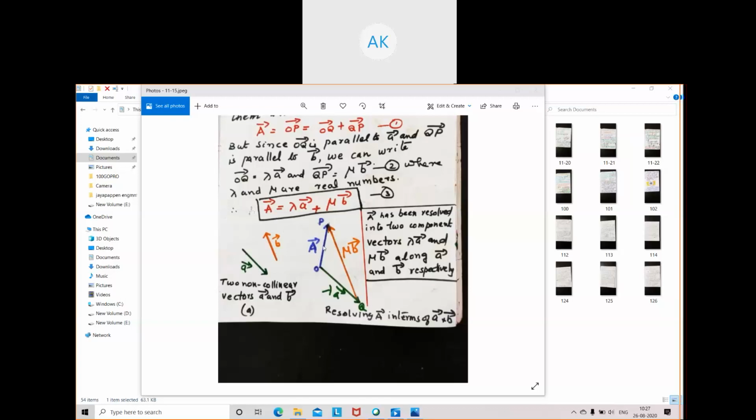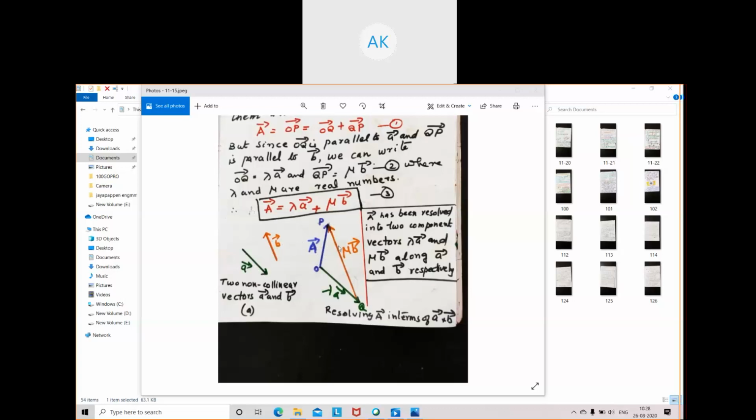We have to split this vector A into two components. You cannot split in any way. You have to split in the given two directions. Vector A is in this direction. So you have to take a component of this vector in this direction. You have to get another vector, vector B, in this direction. So what is our aim? We have to split vector A in the given two directions. That is our aim.